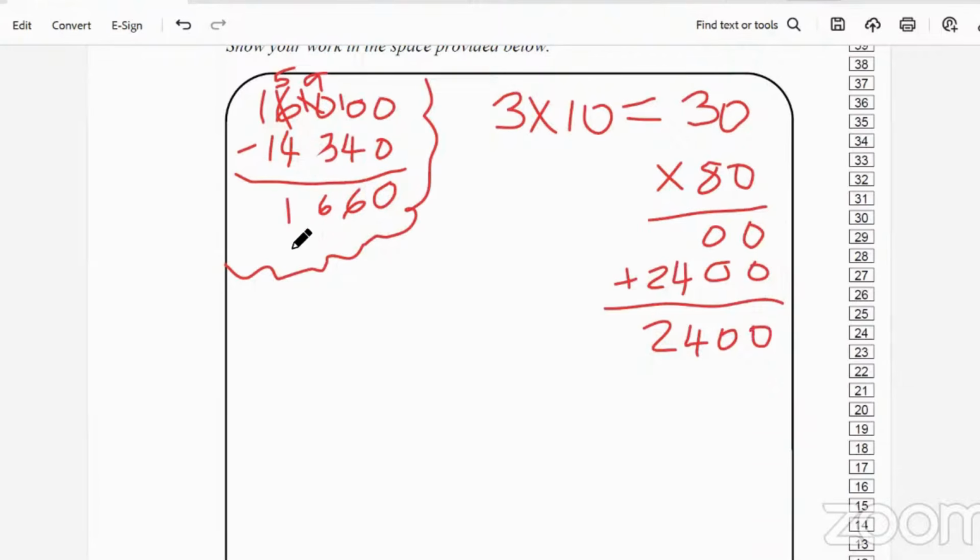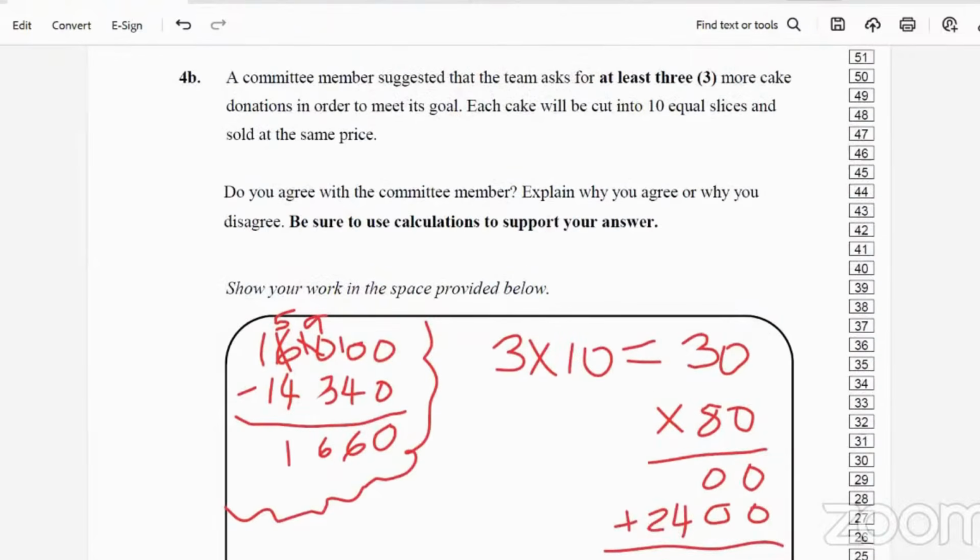So if we look here, we only needed to make $1,660 more. So if we sold 3 more cakes with 10 slices each, we would have made 2,400. So in that regard, I would think that yes. What did the question ask us to do? Tell if we agree with the committee member. Explain why you agree or why you disagree. So be sure to use calculation.